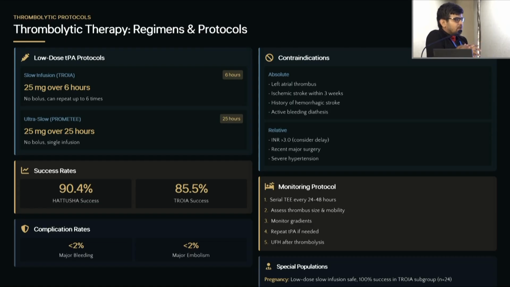So for whom will we contraindicate? If there is a left atrial thrombus, an ischemic stroke within 3 weeks, a history of hemorrhagic stroke, or active bleeding diathesis. The relative contraindication was an INR of more than 3.